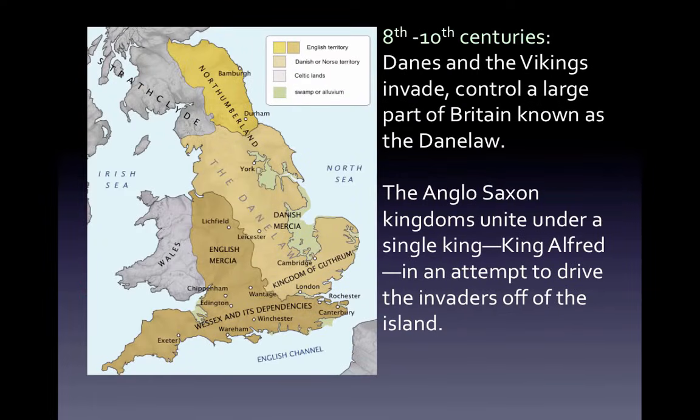In the 8th, 9th, and 10th centuries, the Danes and the Vikings stage a series of raids that intend to take control of the island away from the Anglo-Saxons. To a degree, they are successful. The Danish at one point actually control a substantial amount of what was once Anglo-Saxon territory in a region then known as the Danelaw. The Anglo-Saxon kingdoms unify under a single king, King Alfred, in an attempt to drive the Danes and Vikings off of the island, but over the course of the 10th and the early 11th century, it is uncertain that the Anglo-Saxons will prevail.